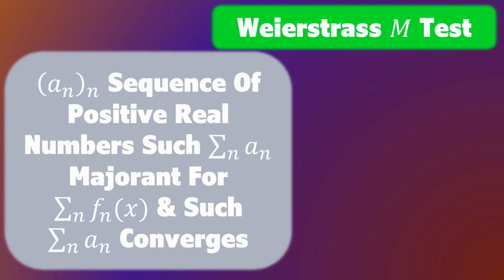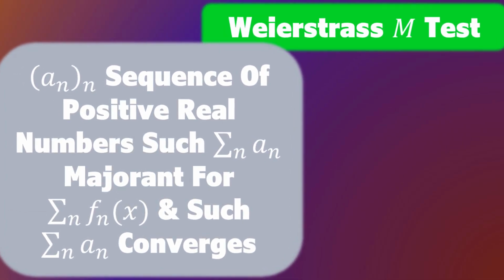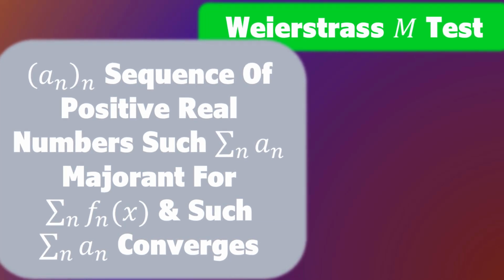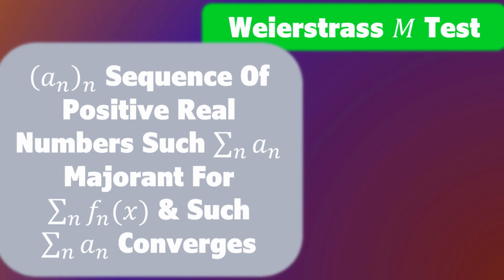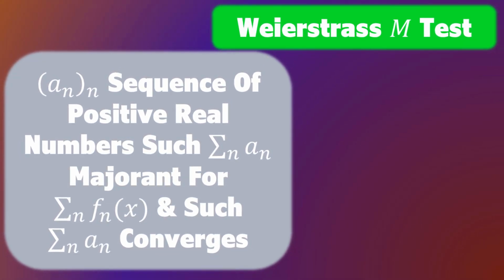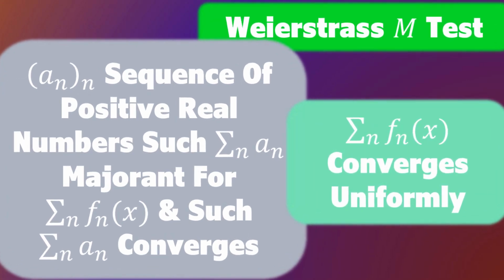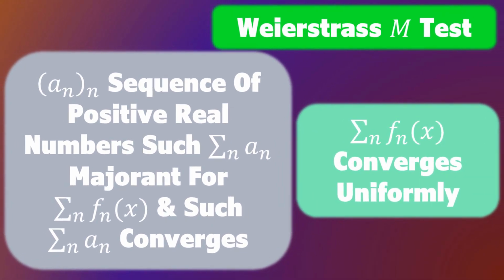Now let's move on to the Weierstrass M test. Suppose that a sub n is a sequence of positive real numbers such that the sum over all n of a sub n is a majorant for the sum over all n of f sub n of x, and such that the sum over all n of a sub n converges. Then the sum over all n of f sub n of x converges uniformly.